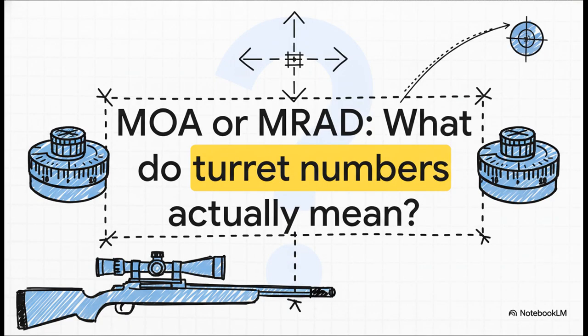What do these numbers on your scope actually mean? Are they inches, clicks, some kind of secret shooter's code? Well, in a way, they're all three. And trust me, understanding them is the absolute key to hitting what you're aiming at. Stick with me, and by the end of this, you'll know exactly which system is right for you.